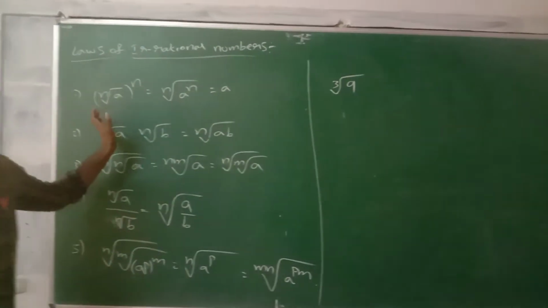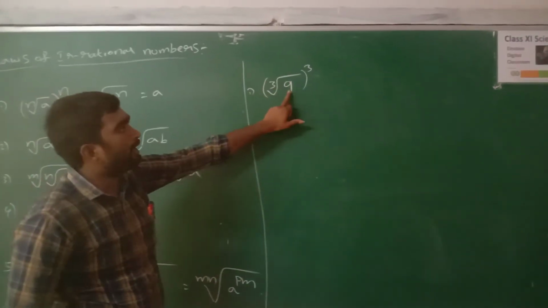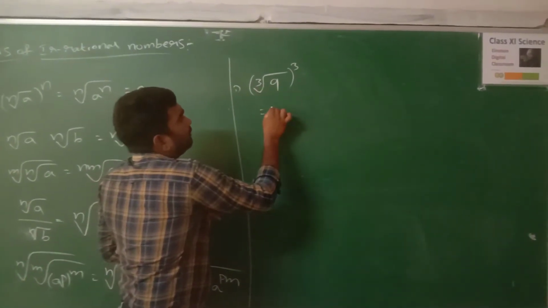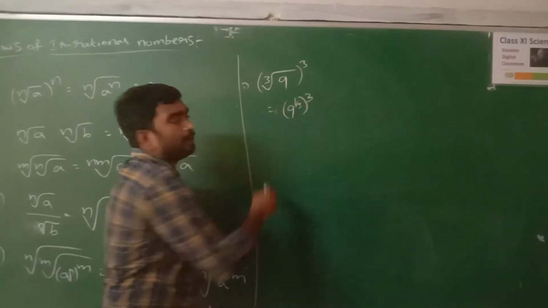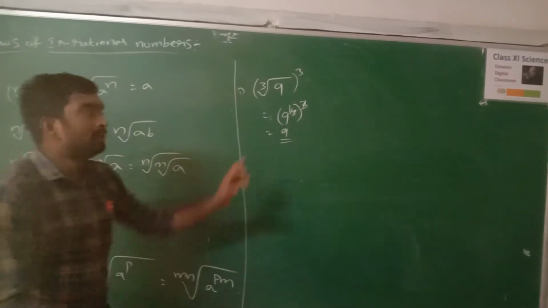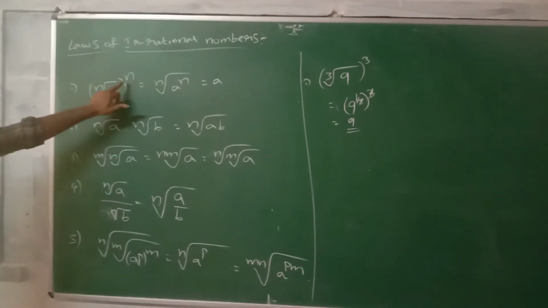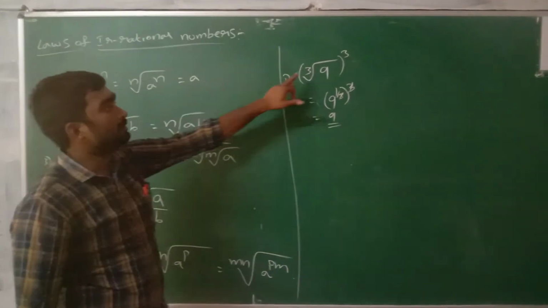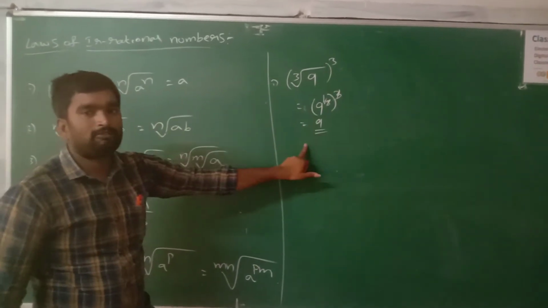First problem: the third root of 9, whole cube. The third root means 9 power 1 by 3, whole power 3. So the 3s will be cancelled, and we get the answer 9. That is the first rule: the nth root of a, whole power n, is equal to the nth root of a power n, is equal to a. That means the third root of 9 whole cube is equal to 9. That is the first formula.